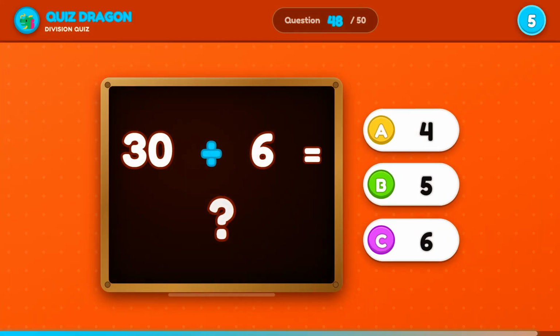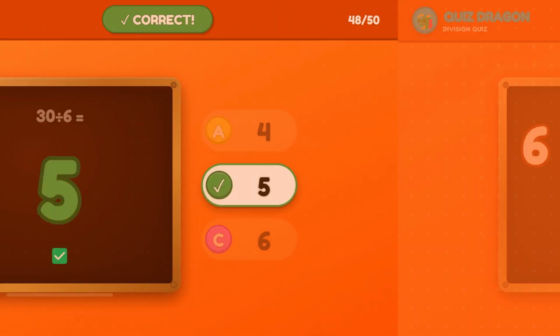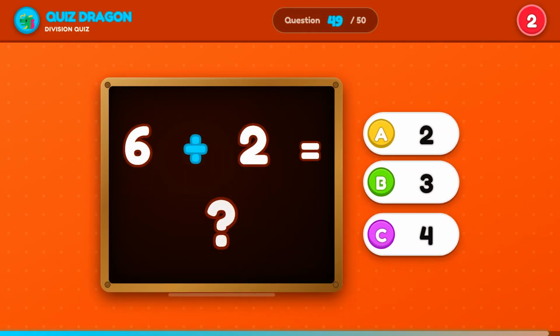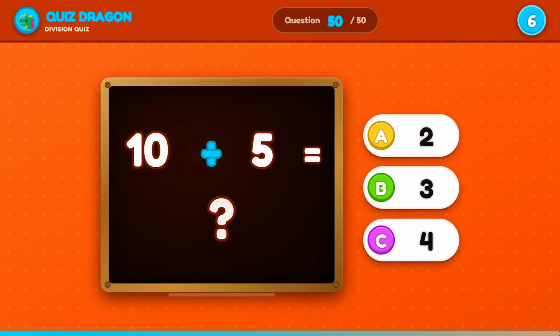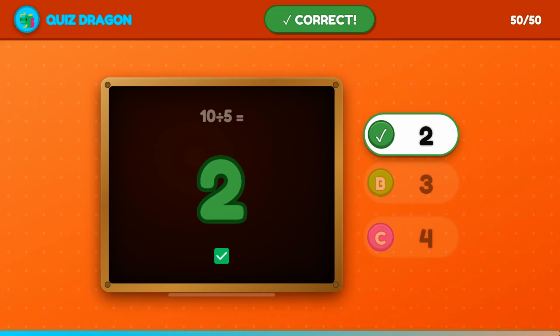Question 48. What is 30 divided by 6? The correct answer is B, 5. Question 49. What is 6 divided by 2? The correct answer is B, 3. Question 50. What is 10 divided by 5? The correct answer is A, 2.